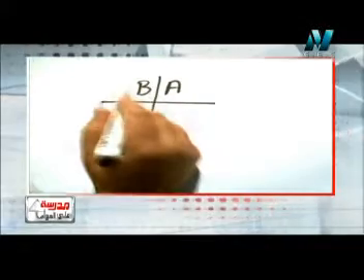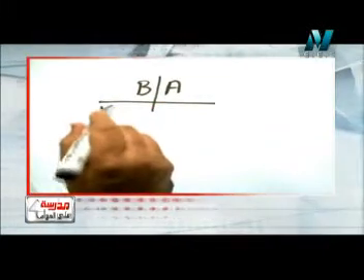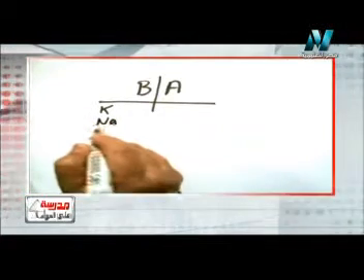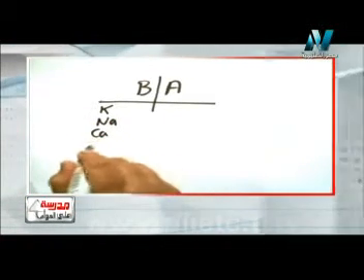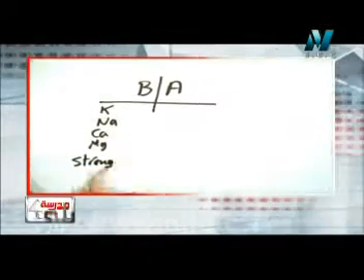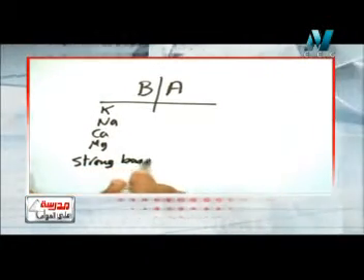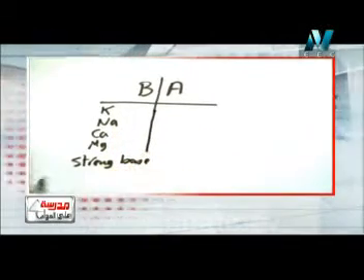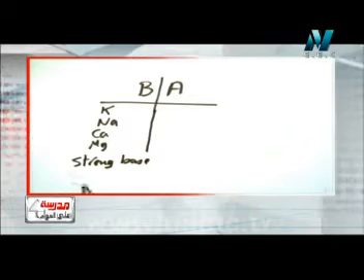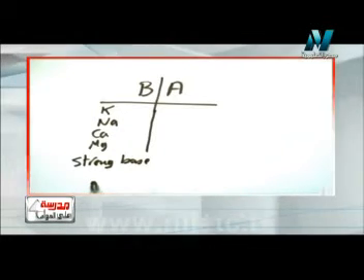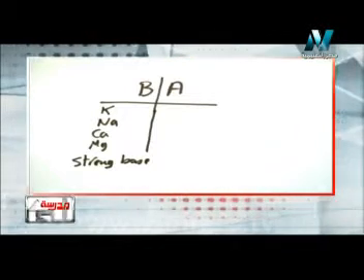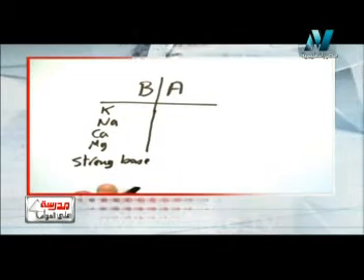By examining the first part, if I found it contains potassium or sodium, maybe calcium or magnesium, it will be a strong base. The first part contains potassium, sodium, calcium, magnesium, group 1A or group 2A in the periodic table. We know that these are strong metals, so it will be a strong base.